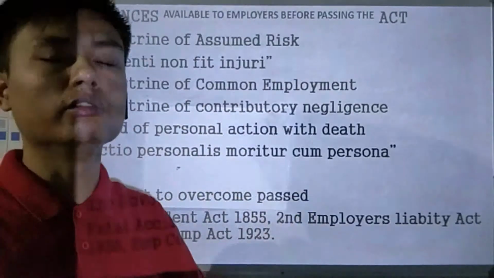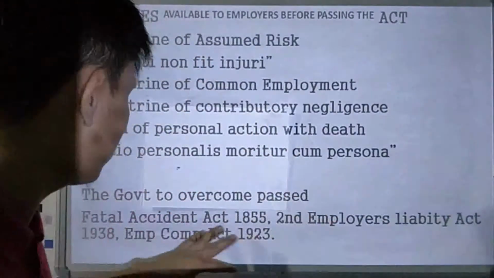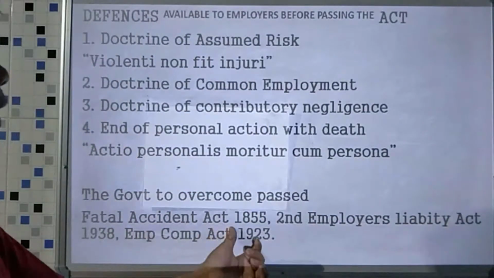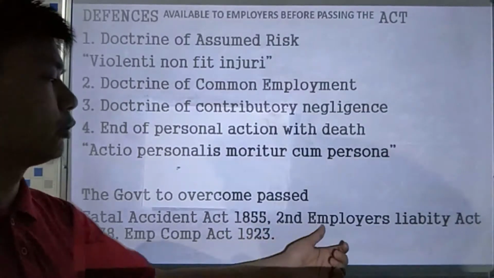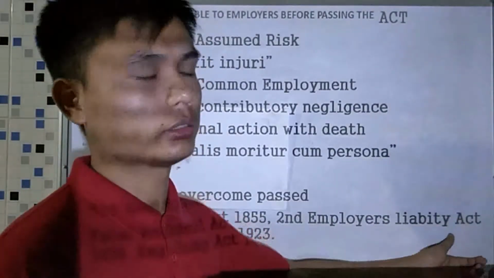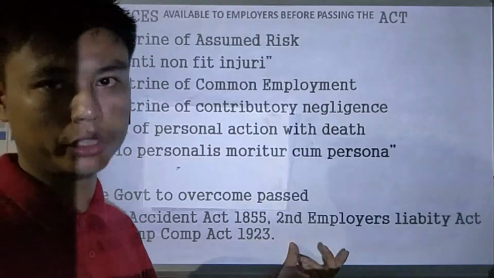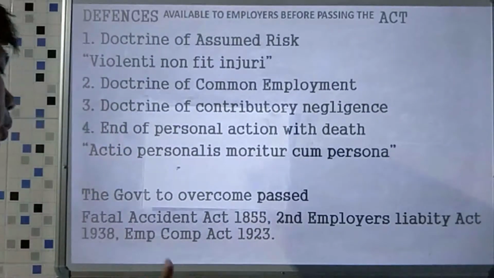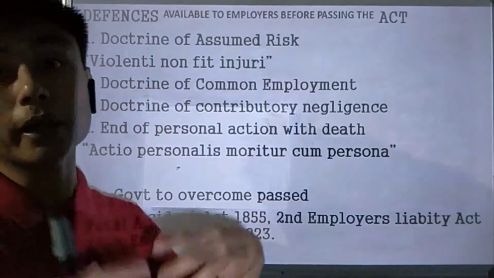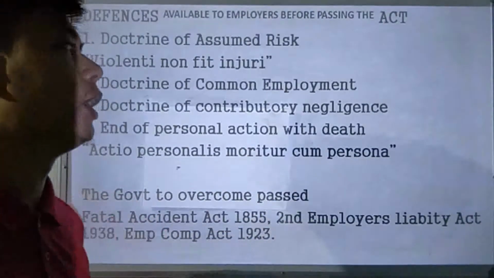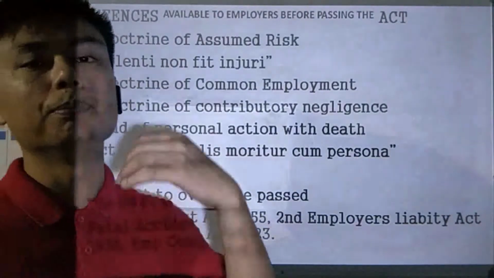And what are they? The Fatal Accident Act 1855, and they also passed the Employers Liability Act 1938, and then the Employee Compensation Act 1923. And this is how the Employee Compensation Act 1923 gained its importance, and it is said to be one of the best social security legislations.